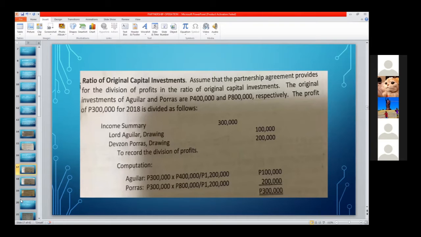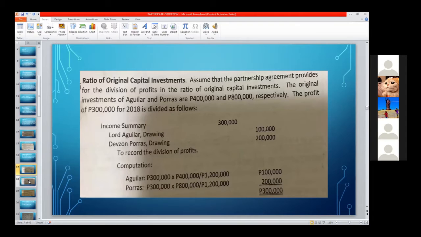So assume that the partnership agreement provides for the division of profits in the ratio of original capital investments. The original investments of Aguilar and Porras are 400,000 and 800,000 respectively. The profit of 300,000 for 2018 is divided as follows. So dito sa original capital investment, simple lang siya. Hindi siya ganun kakomplikado sa ratio nung average capital balance.